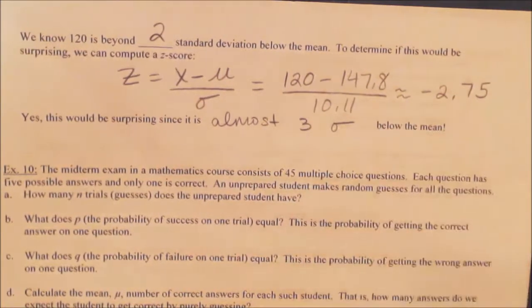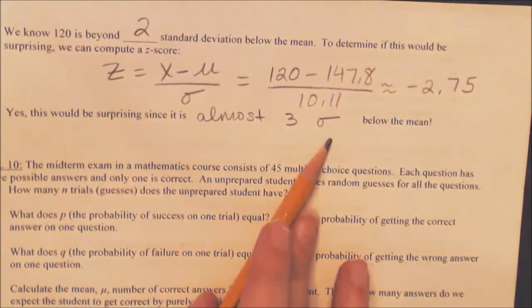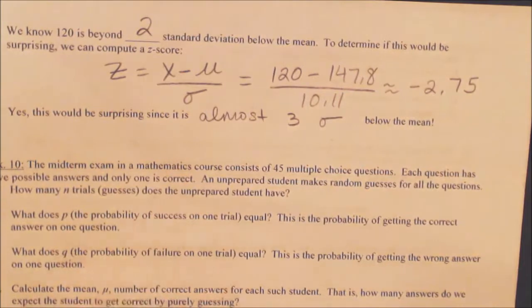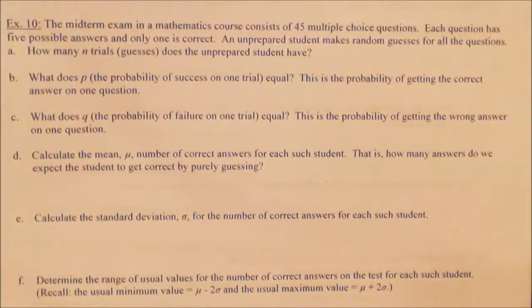3 sigma, I'm just going to put sigma to be quick about it, 3 standard deviations below the mean. And so you could either calculate the z-score or figure out what 2 standard deviations below the mean is numerically and then show that your number is outside of that range. Okay, let's take a look at example 10.